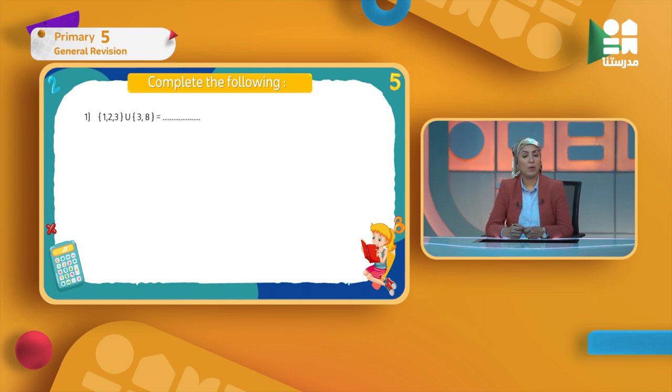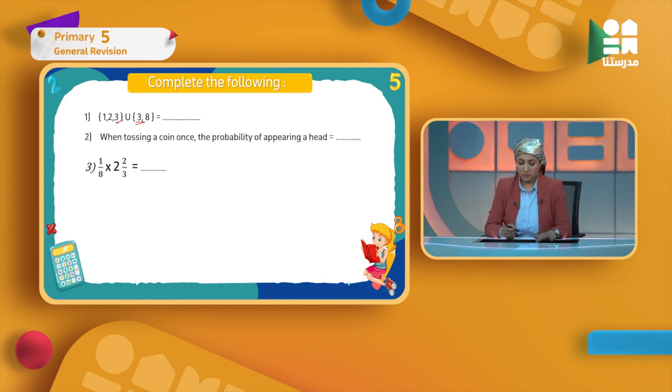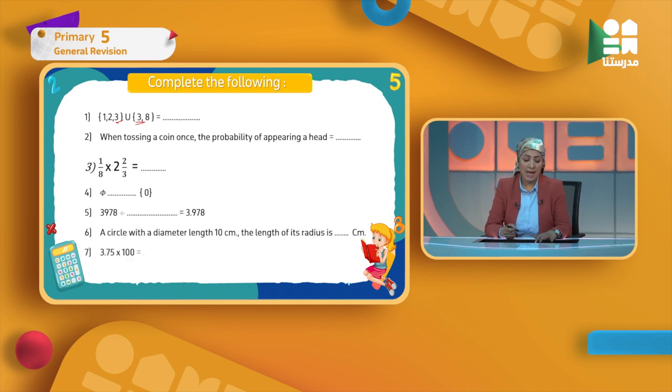I take all the elements in the two sets that I have, but the repeated elements I take only once, or write only once. So here 1, 2 and 3 union 3 and 8, in what? Let's notice that the element 3 is repeated. So I will take the elements 1, 2, 3 and 8.